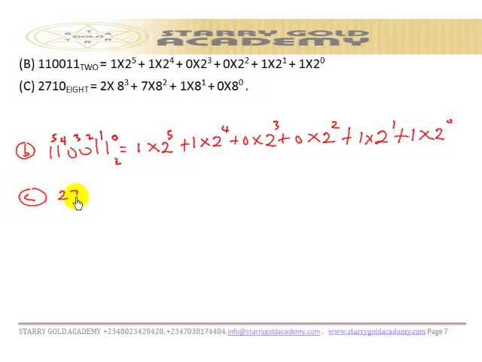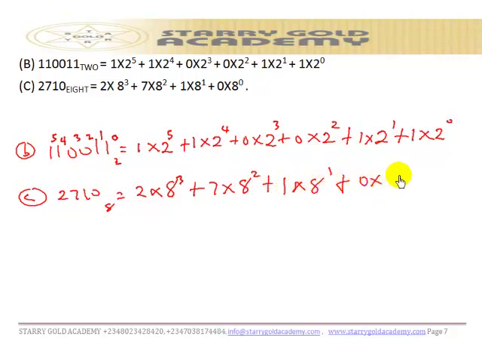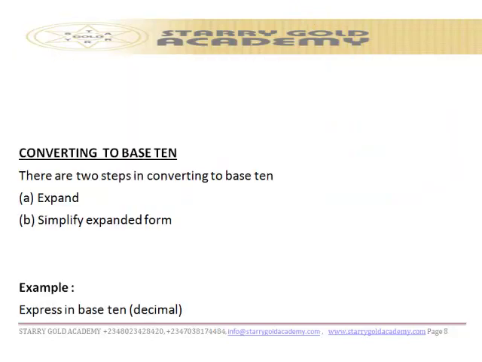You have another example, 2710 base 8. You expand 2 times 8, your base power 3, plus 7 times your base power 2, plus 1 times your base power 1, plus 0 times your base power 0. With these examples, I believe that by now you should have caught up with this first objective, expansion of numbers.